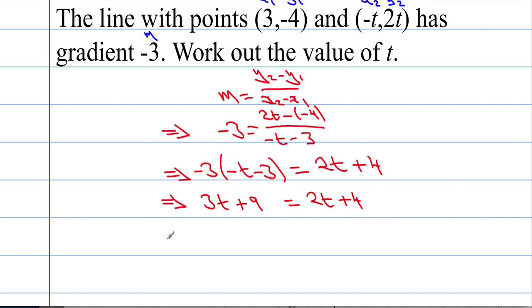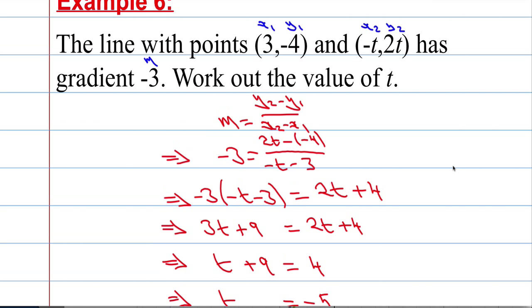And now it's just a simple equation. Take 2t from both sides. t equals 4 minus 9. And then finally subtract 9 from both sides. So t equals negative 5. There we go.